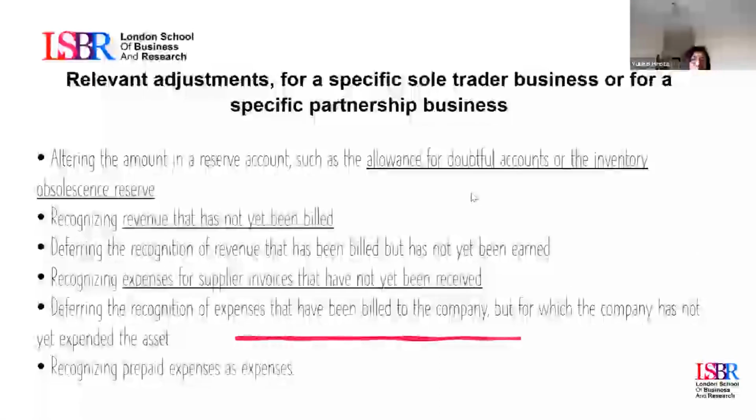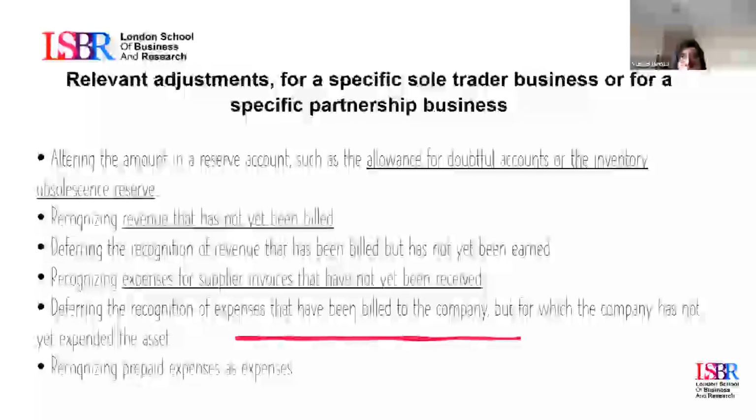And these are the most relevant adjustments. We reviewed allowance for doubtful accounts, or the inventory of solvency, and reserves. We discussed a little about these two concepts. Additionally, another relevant adjustment is revenue that has not yet been billed.